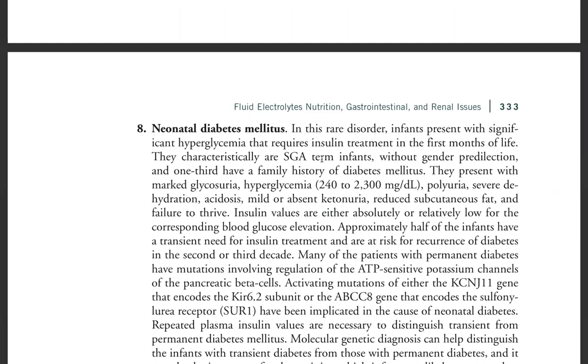If glucose is more than 250 mg per deciliter for more than 1 week, then always suspect neonatal diabetes mellitus. Usually babies with neonatal diabetes mellitus are term SGA babies, both male and female without any gender predilection, and they will have a family history of diabetes mellitus. They will present with marked hyperglycemia and glycosuria, which may even reach 230 or more.